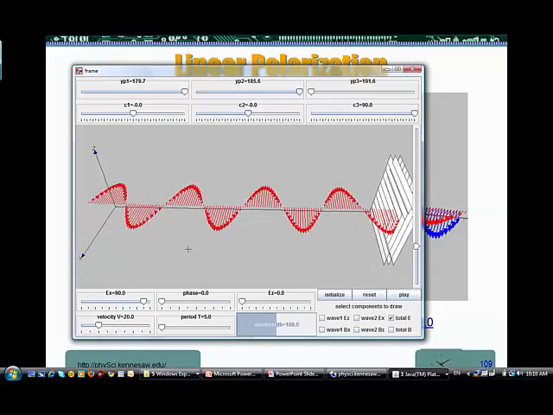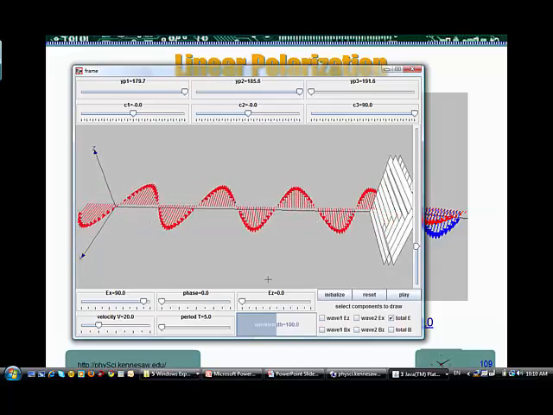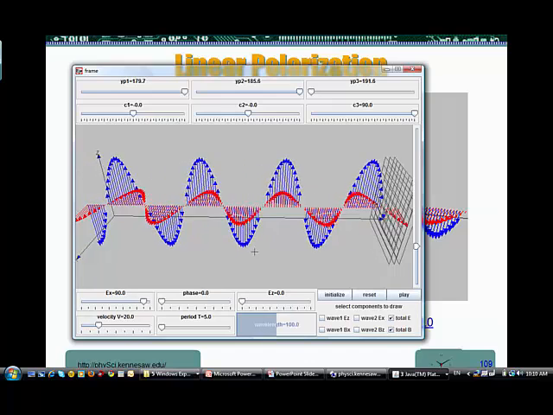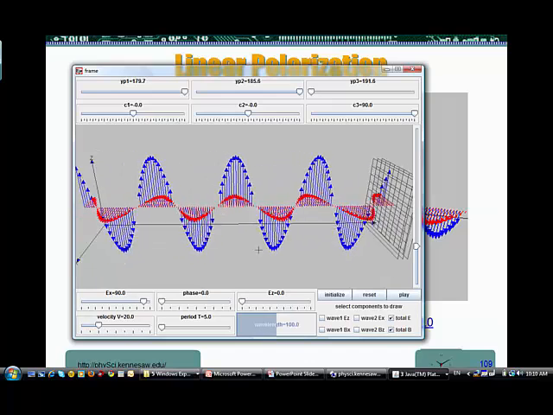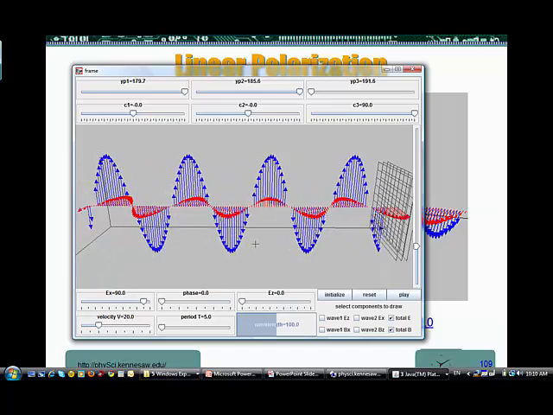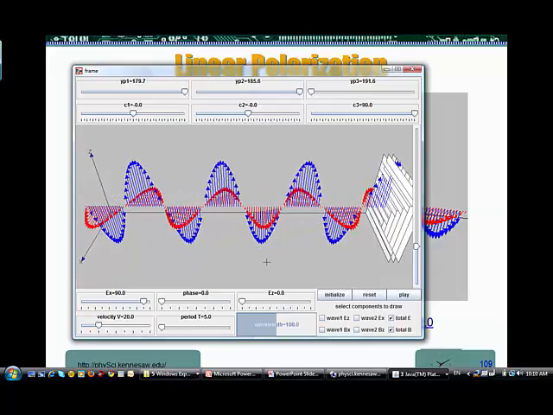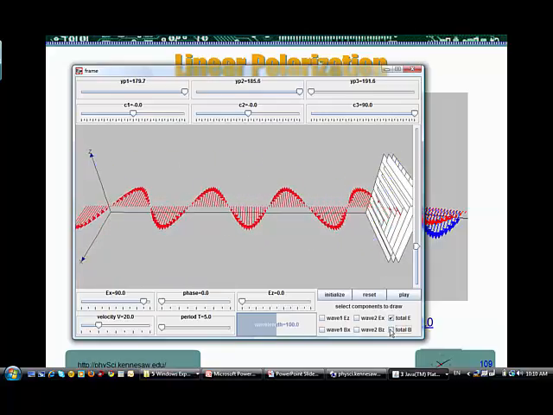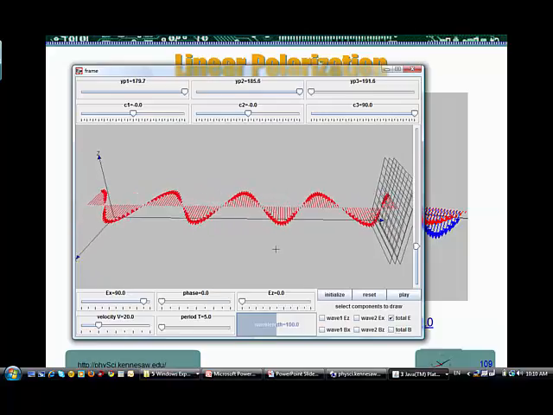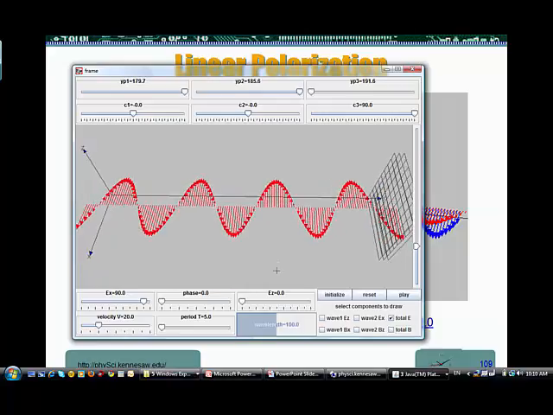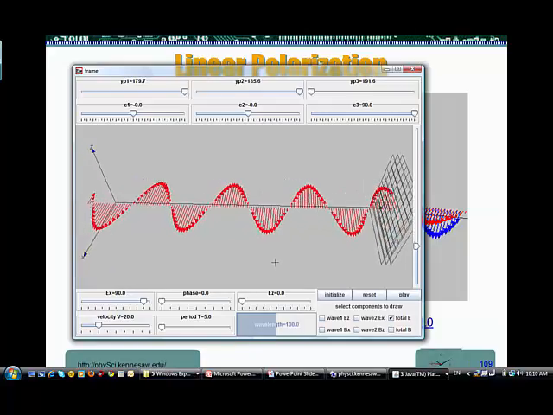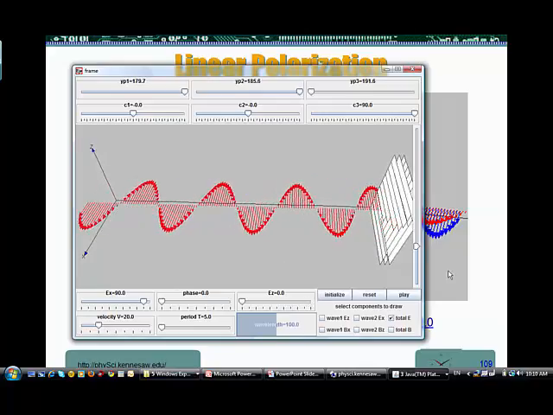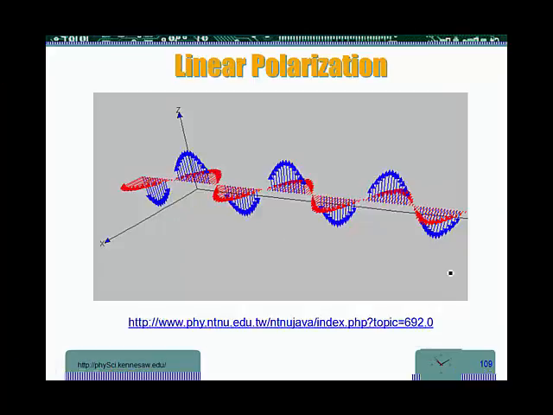Okay. Now, I'm not showing the magnetic field here, but I can show it if I want to. It is going to oscillate in the perpendicular direction. Okay, but that's a unique and unchanging direction of the electrical field. That's the key. So in this particular case, the polarization of the wave is along the x-axis, since E is oscillating along the x-axis. That's linear polarization.